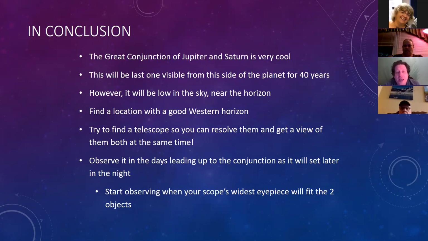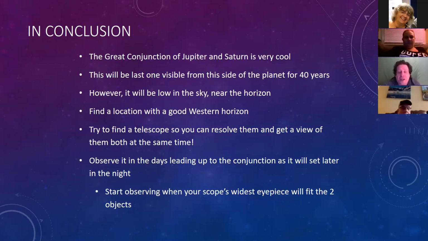But more to the point, this is the last conjunction that will be visible from this side of the planet for another 40 years. And I'll allow everyone to do their age math to figure out the implications of that. However, it's going to be low in the sky near the horizon. So another advantage to enable you to make the most of this conjunction would be to find a location that has a really good western horizon. And by good, what I mean is as much as possible free of trees, free of buildings, free of other things that might block Saturn and Jupiter when they're low in that western sky.